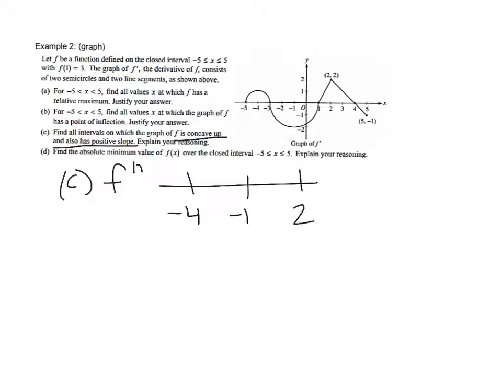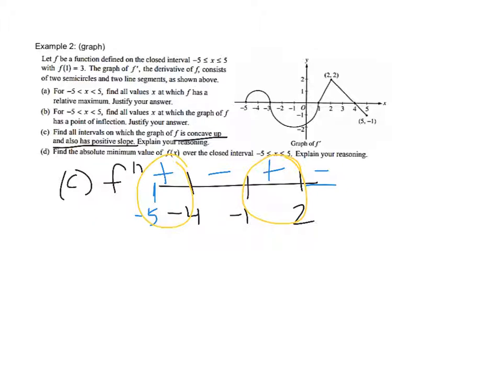And we had concave up, concave down, concave up, concave down. So we know that it's concave up from -5 to -4 and from -1 to 2. We got those intervals from the last one, right? And then for positive slope, well, positive slope is when f prime is positive.